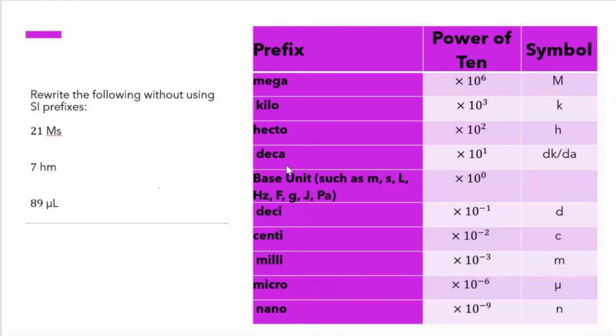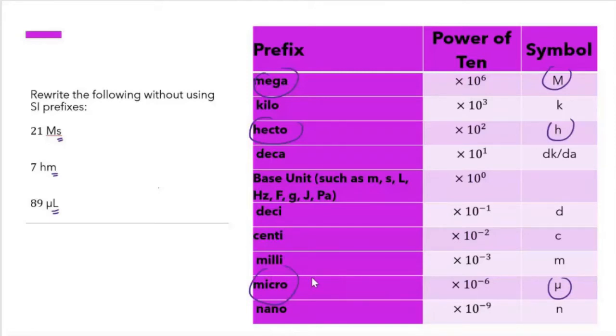What are our base units for each of these three? Well, here we're working in seconds. We have 21 megaseconds because capital M is mega. Here we're in meters. Our base unit is meters, so a unit of length. And our prefix is hecto, H for hecto. And finally, we're looking at liters. The prefix, we call this U shape, mu. It's right down here, and it stands for micro. So we're talking about 89 microliters.